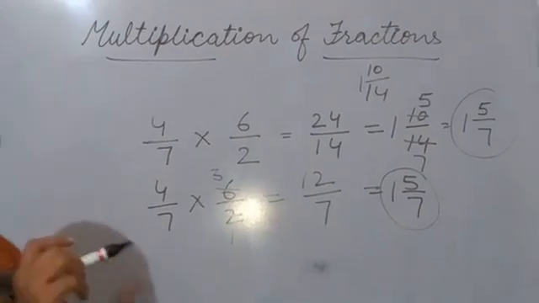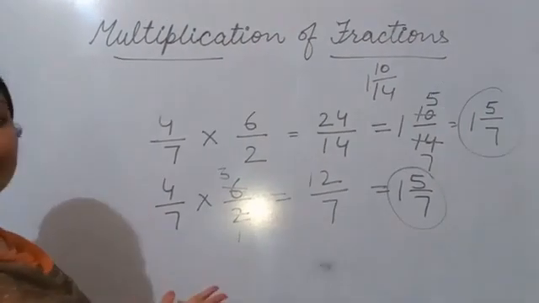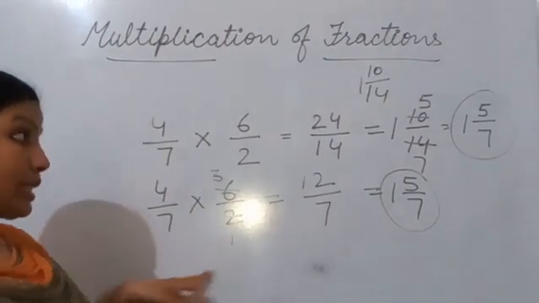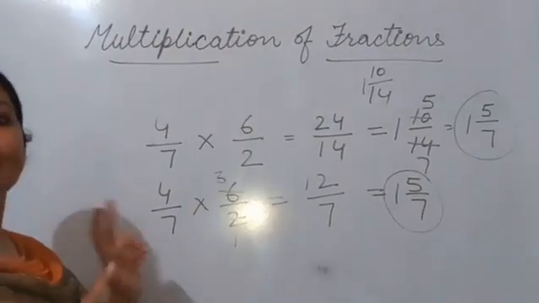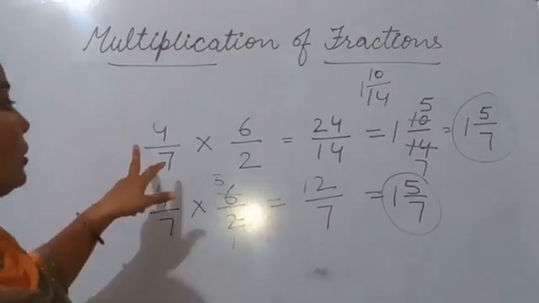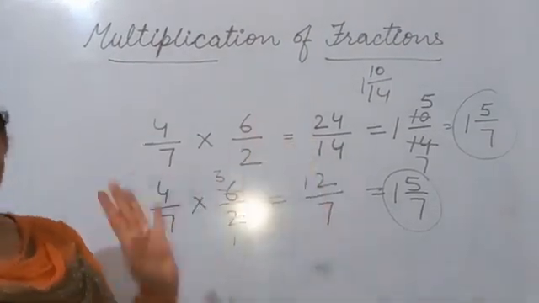So if it is given that simplify then multiply, you will use this process. But if it says only multiply, then directly you should multiply and write the answer.